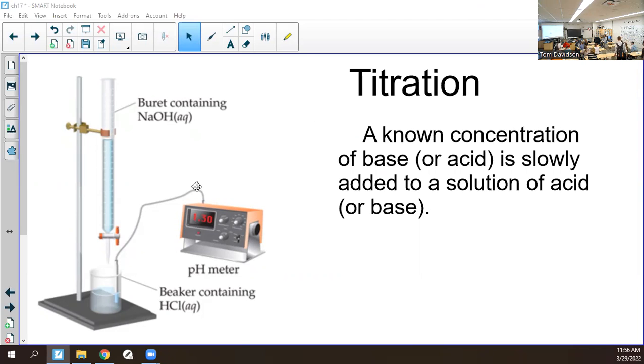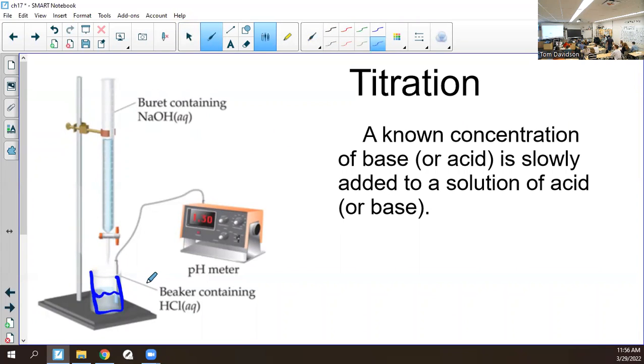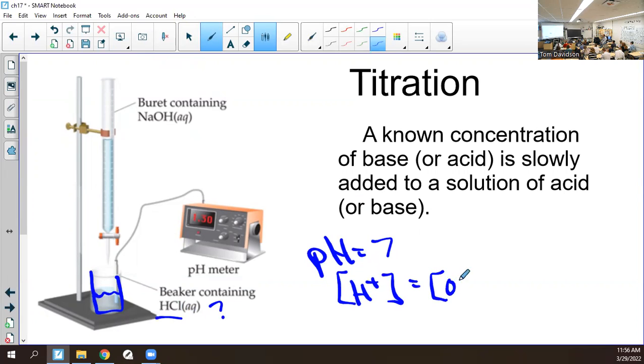Okay, in a titration, we take an unknown liquid. I honestly think we did this already. So we don't know the concentration of this acid. That is unknown. But we do know something. What we know is that at a pH of 7, the H plus concentration is equal to the OH minus concentration. Like we know that.